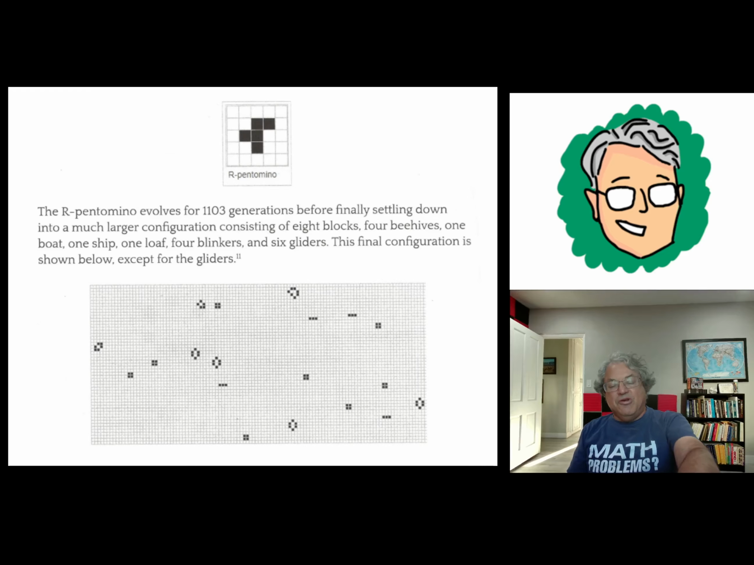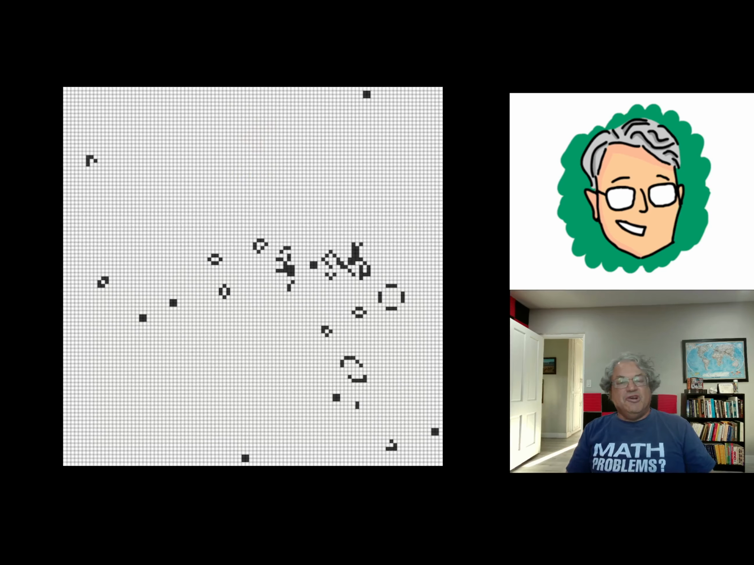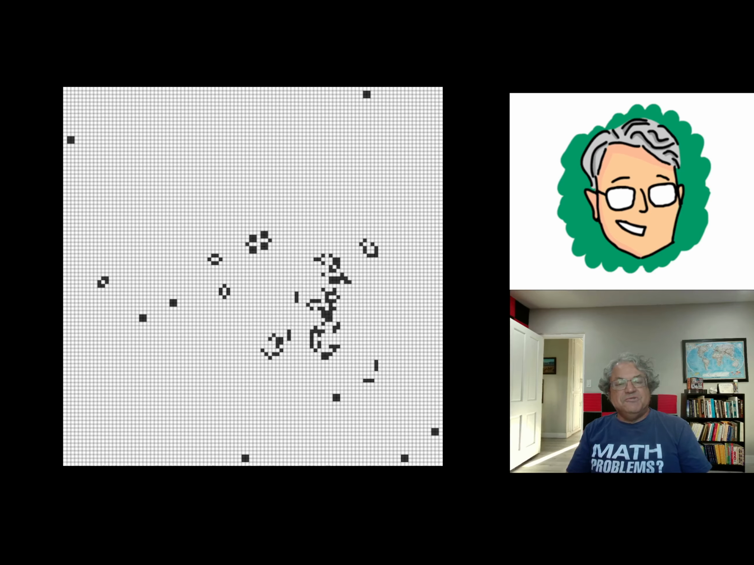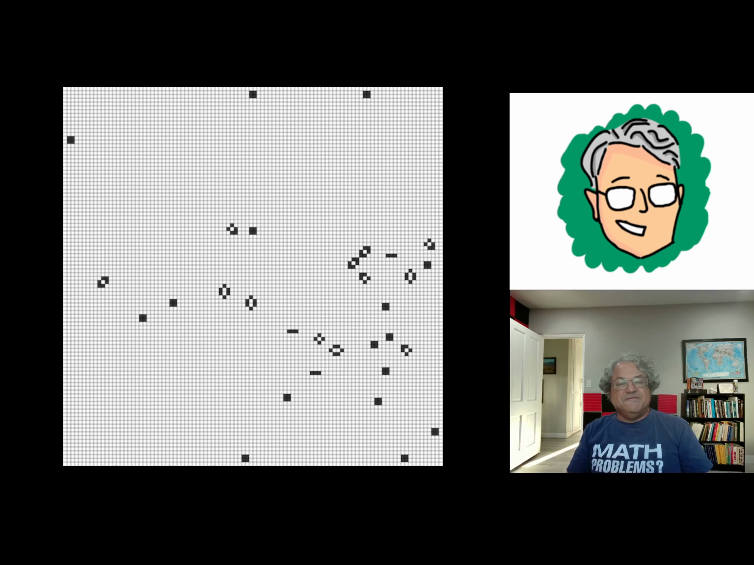I thought you guys might be interested in seeing this in action, so I was able to get this on the web, which is kind of unusual. Here's an animation of the R-pentomino in action. I think this is something like 100 generations per second, so after about 11 seconds, it settles down. Pretty amazing, I think. And that's just one example of a Methuselah.